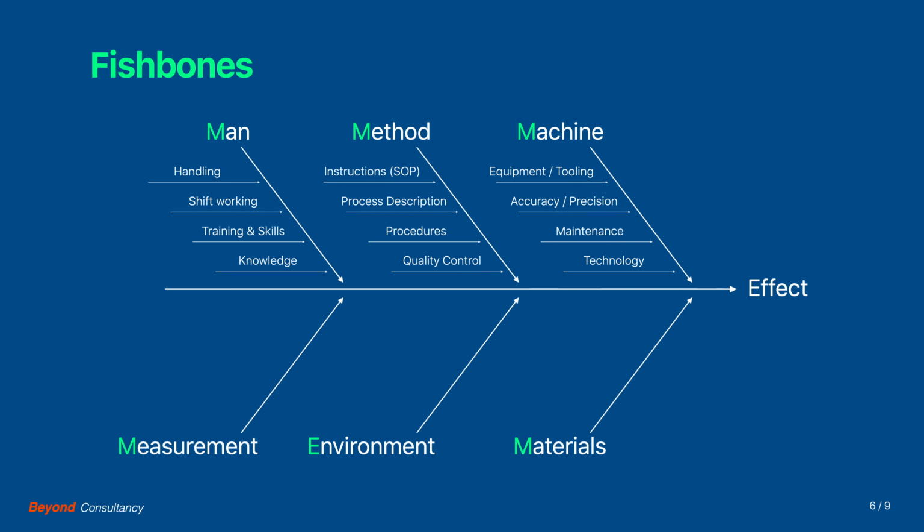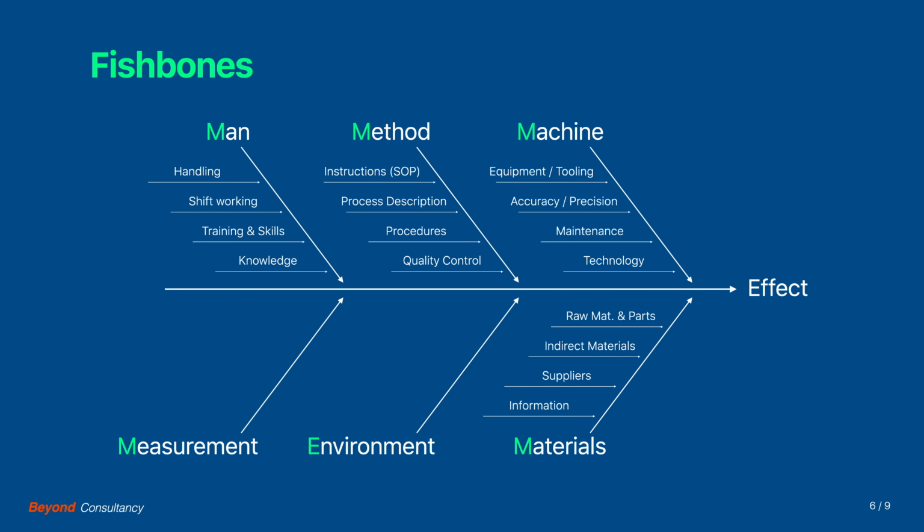The third cluster is called method. It connects the clusters man and machine. It covers the clarity and the completeness of the work instructions, also known as the standard operating procedures. It covers the technical correctness of the process description, the organizational effectiveness of the procedures, and lastly, the quality control process itself.